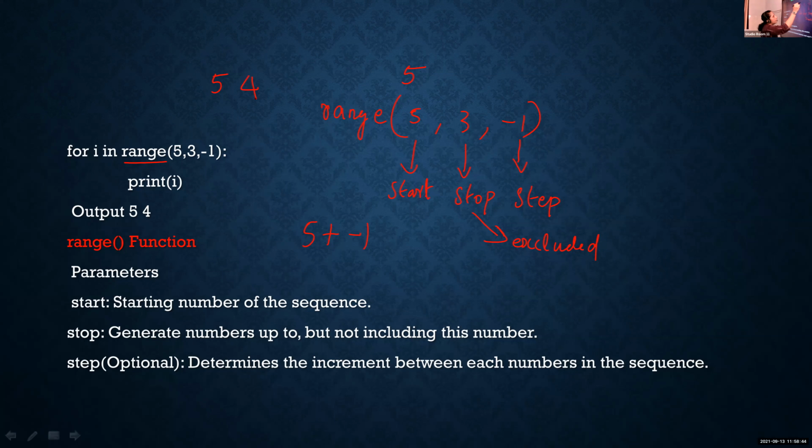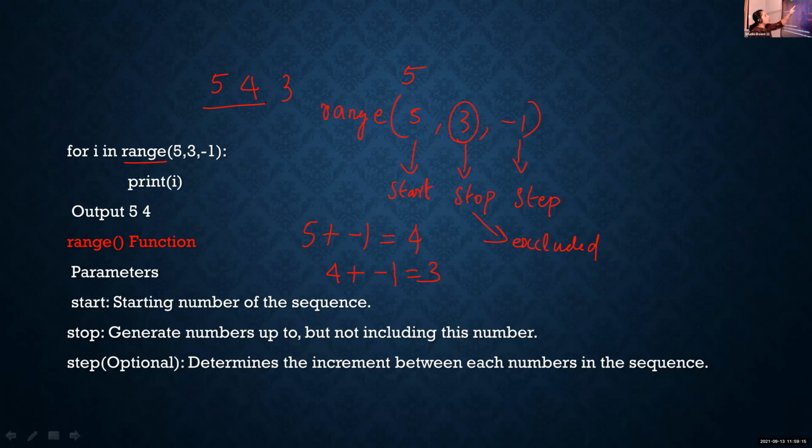Then here the value is 4. After that, 4 plus -1. What is 4 plus -1? 3. So the next value is 3, but you just check which is the stop value. Stop value is 3, so we can't include this 3 here. So the output is 5 and 4.